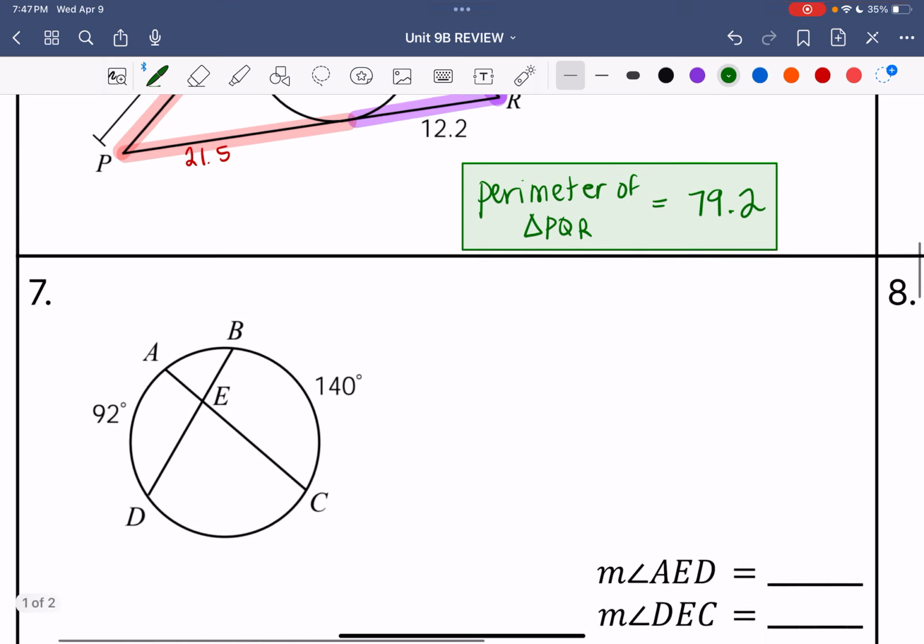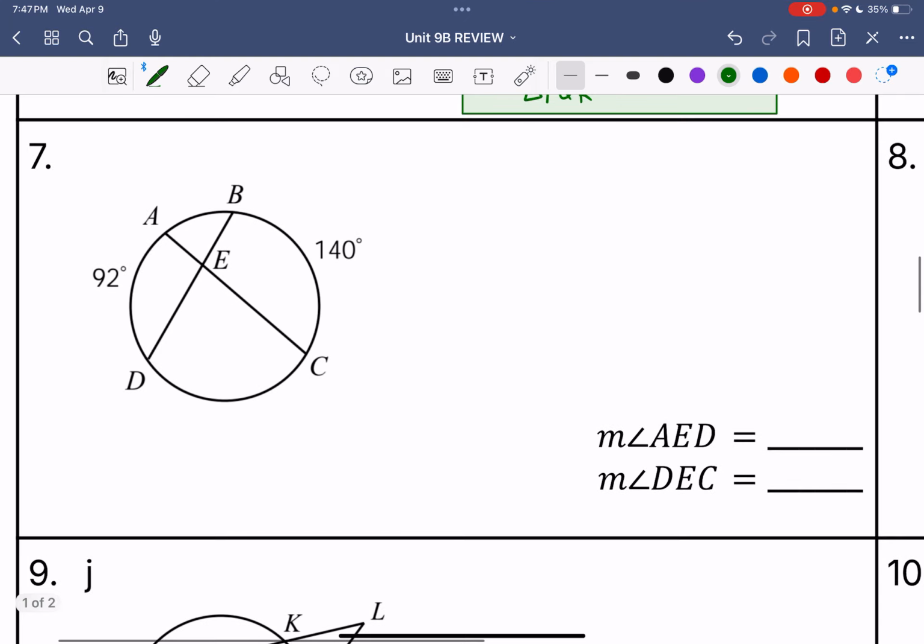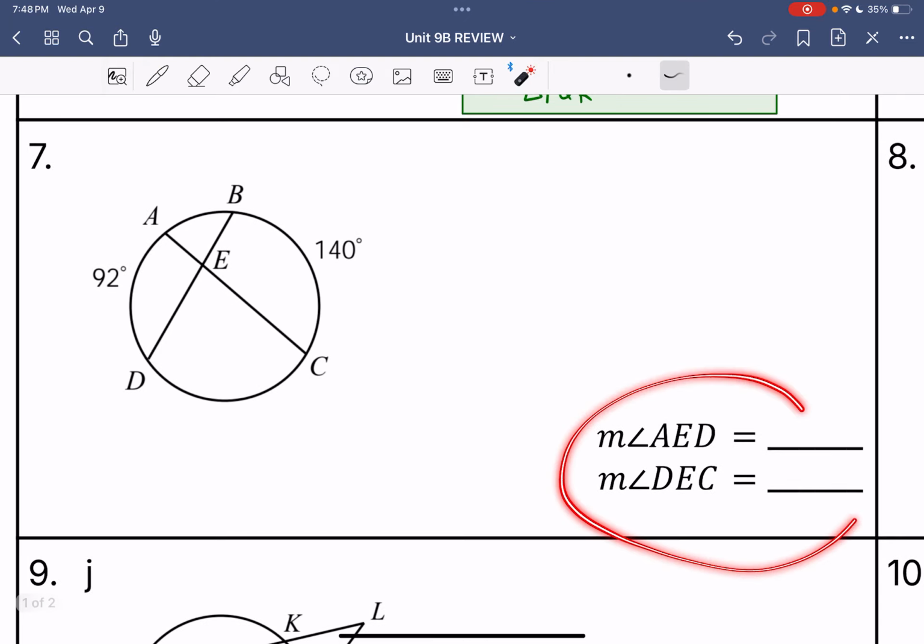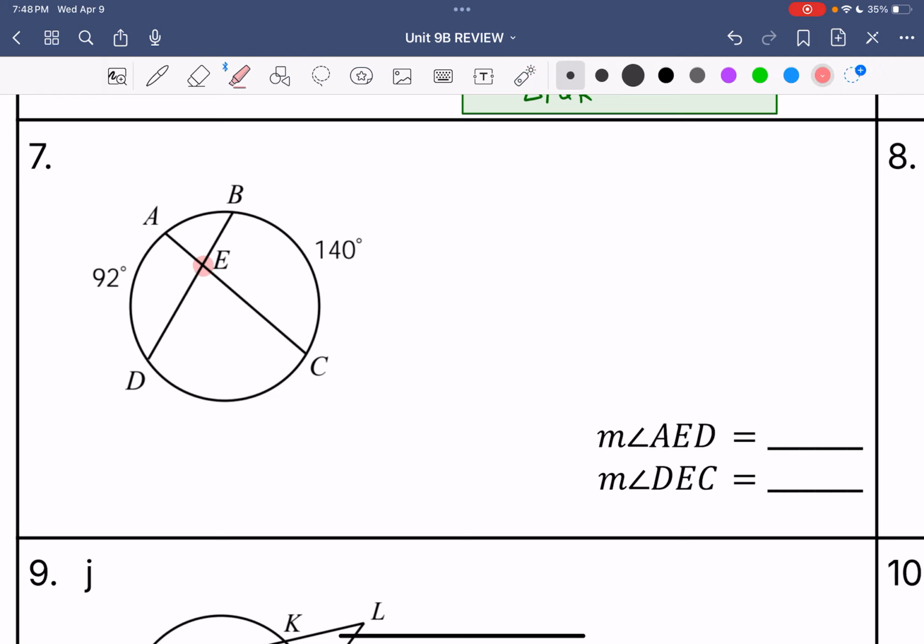Okay, let's move to number 7. So on this one, we have our circle. They want us to find these two angle measurements. When you're finding angle measurements with intersecting lines, there are 3 cases. On this one, our intersection is inside of the circle. So when it is inside, you find the 2 arcs that are created by these intersecting lines and take the average of them.